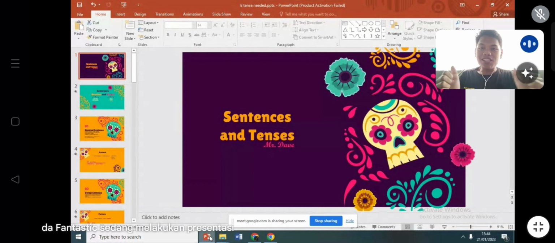So we will learn English more about sentences and tenses. People are often confused about it because, oh my god, it's a lot of patterns, and I'm like, what's the difference between this one and that one, and why was I wrong about it? Yeah, it's a common problem, but let's try to find it out today.